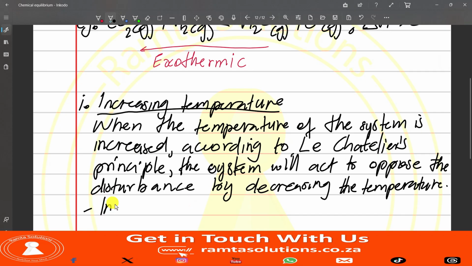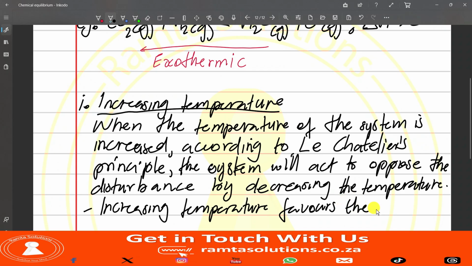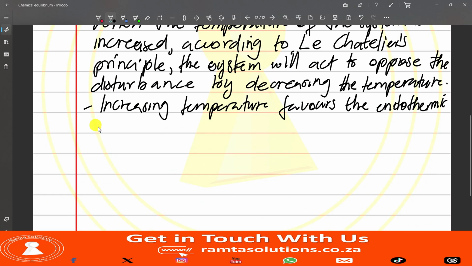But what we can say here, we will say increasing temperature, okay? Increasing temperature favors the endothermic reaction, okay? Favors the endothermic reaction, right? So how does it favor the endothermic reaction? This is because the system will try to decrease temperature by absorbing heat, all right?